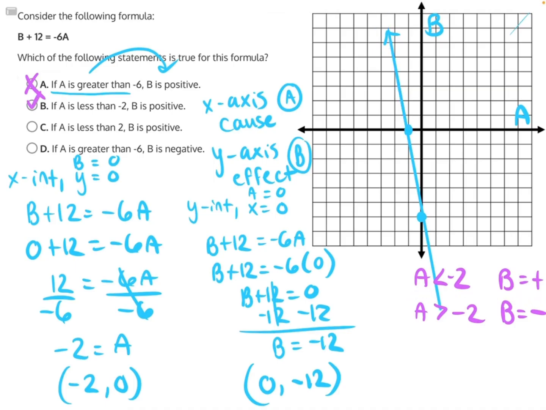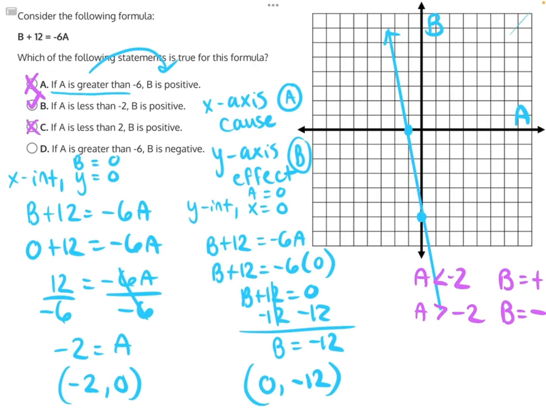Now let me show you why C and D are incorrect. C says if a is less than 2, positive 2, b is positive. Well, let's see where that is on the graph. That would be way down here. Less than would be to the left, and all of these values so far are negative until we hit this point right here, and then we would have positive b values. So that makes C incorrect.